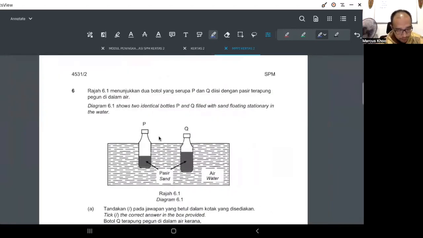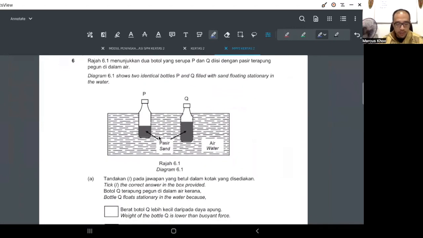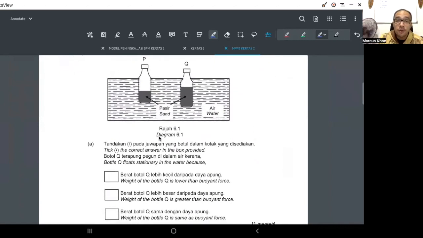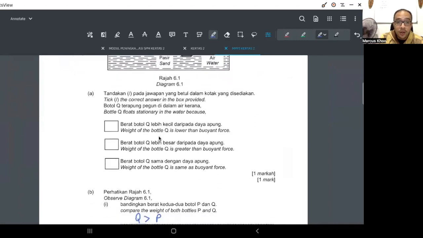Okay, all right. 6.1 shows 2 identical bottles, P and Q, filled with sand, floating stationary in water. Both are filled with sand, but Q has more sand apparently and is deeper in the water lah. So the question is, bottle Q floats stationary because its weight is lower than the buoyant force, greater than the buoyant force, or the same as the buoyant force. Obviously, it is the same. And the key word is float stationary. If it is going down, it means the weight is bigger. If it is floating and going up, then it's a different case.